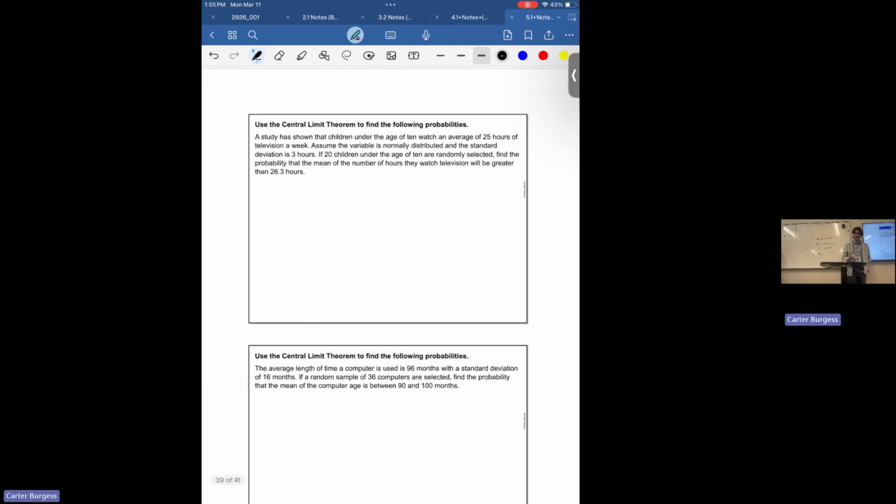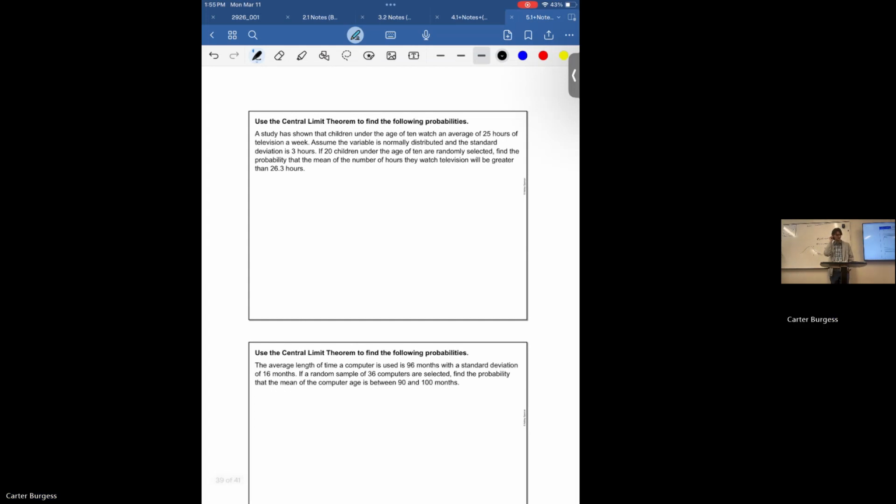So for instance, taking a look at our first example, we're told that a study has shown that children under the age of 10 watch an average of 25 hours of television a week. We are assuming that the variable is normally distributed, that the standard deviation for that particular PDF is 3 hours. We are then taking a sample of 20 children who fit this demographic and looking for the probability that the sample mean is greater than 26.3 hours.